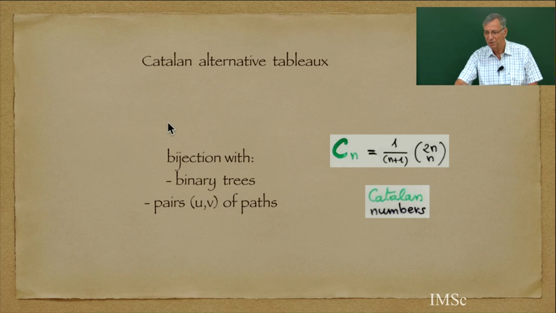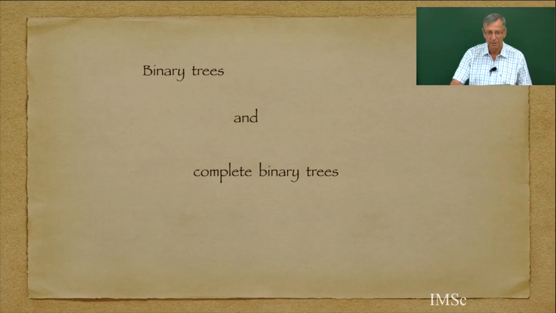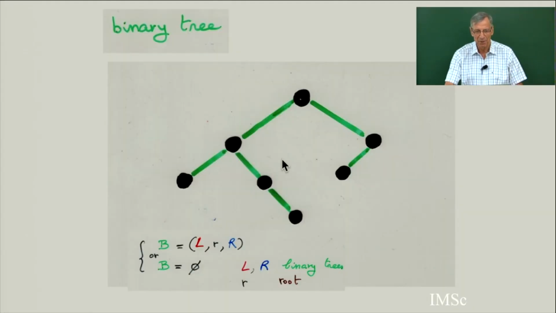So why is it called a Catalan alternative tableau? Because there is a bijection. There are two bijections between the Catalan alternative tableaux and, for the TASEP, for the computation of the probability, everything, I will need two bijections, one with binary trees and one with pairs of paths. So here is a classical Catalan tableau. If you don't know too much about enumerative combinatorics, I just remind you of some elementary things about binary trees and pairs of paths. So this is a binary tree.